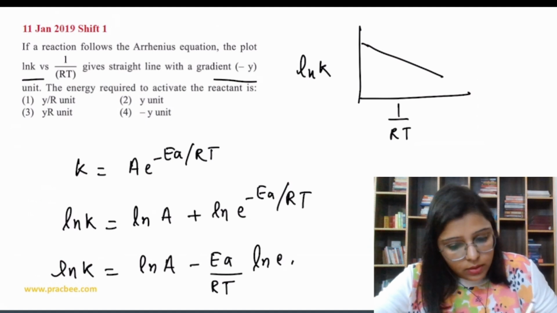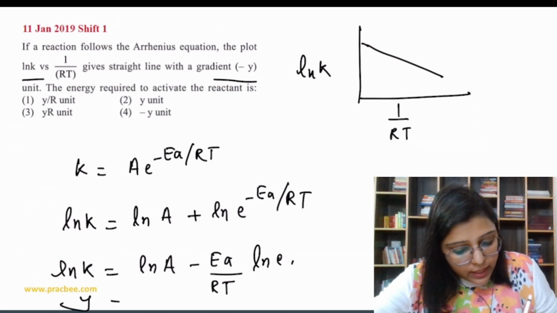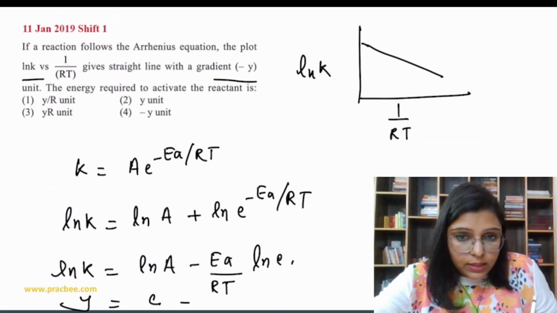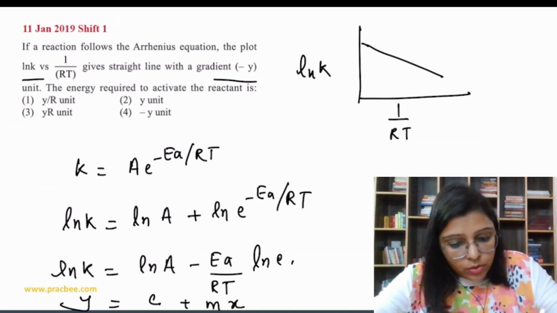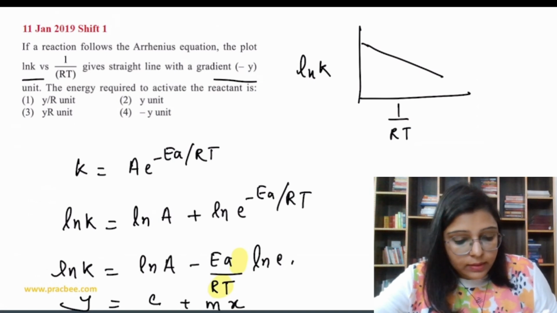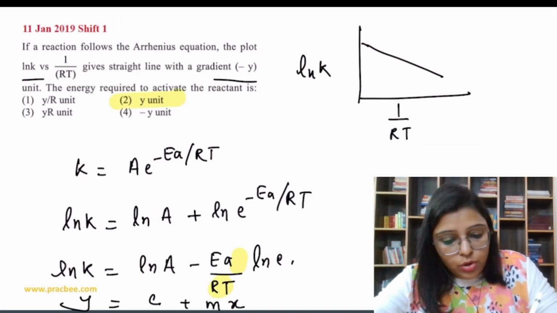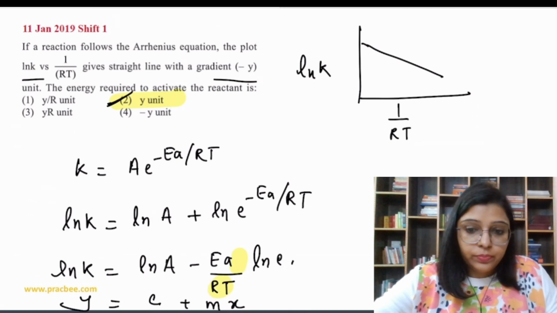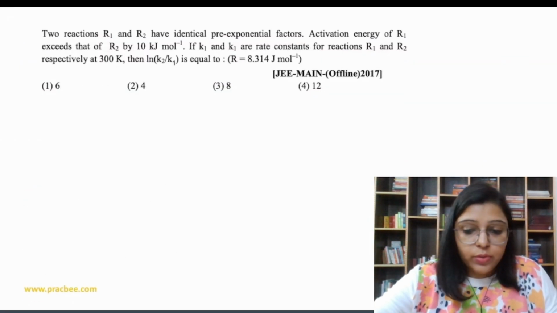Okay, that is basically the slope. We have to compare this equation with y is equal to c plus mx. So x is 1 by RT. That's it. So the answer is 2. Option 2 is the correct answer. Now let's move to the next question.